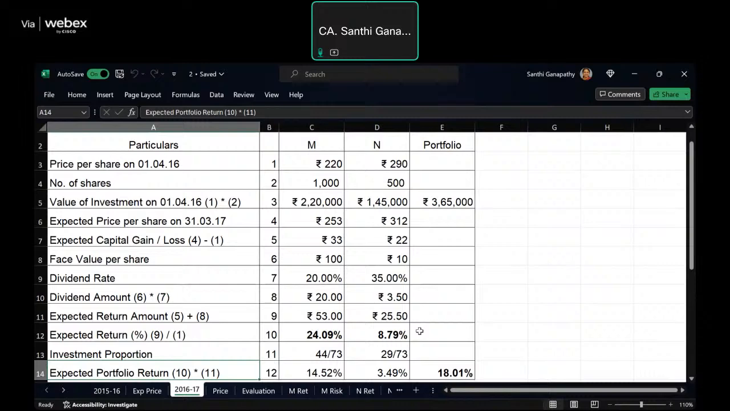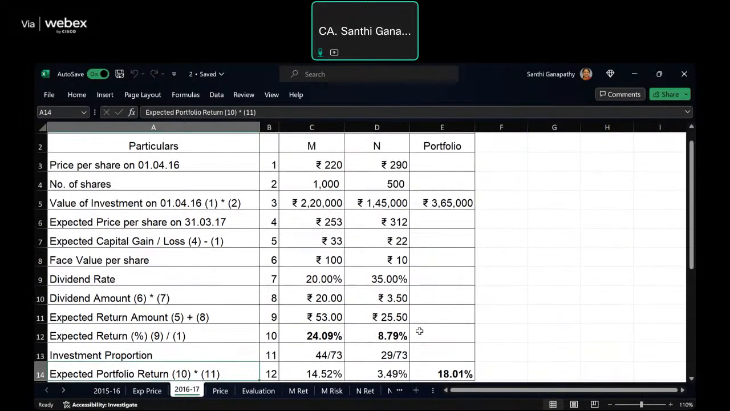Now, once we have the expected price, let us find out what is the expected portfolio return. The point to be noted here is, when we find the return for 16-17, we need to take the beginning value in 15-16 to find out what is the opening value, because we are finding the return for 16-17. So when we find the expected capital gain or loss, it should be the difference between 31/3/17 and 15-16. And when we apply the investment proportion also, whatever value we had at the beginning of 16-17, that will be the investment proportion.